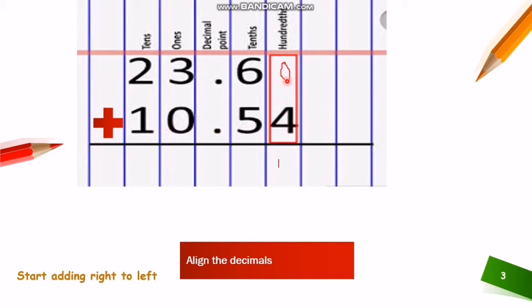Like 0 plus 4 is 4. 6 plus 5 is 11, 1 and 1 carry. 3 plus 1 is 4. 2 plus 1 is 3. This is how we add. Don't forget to put the decimal point.